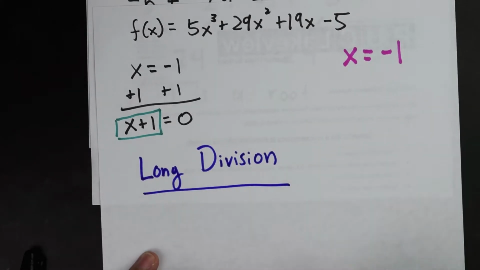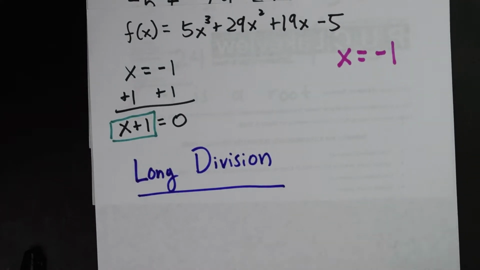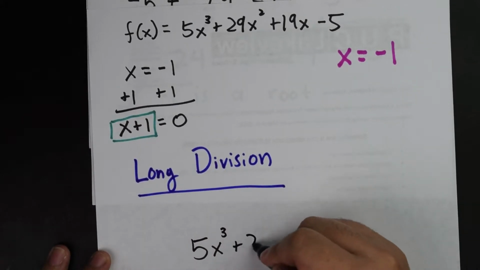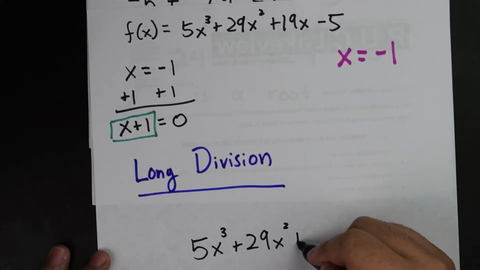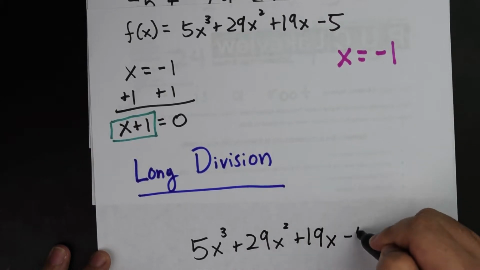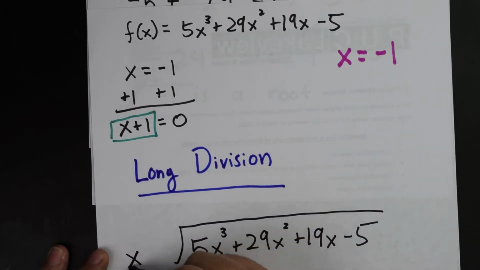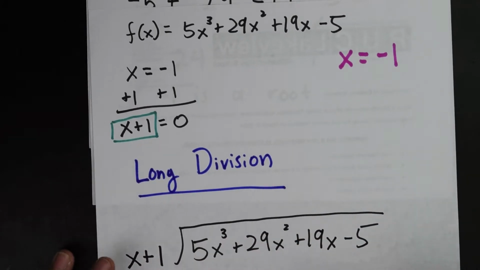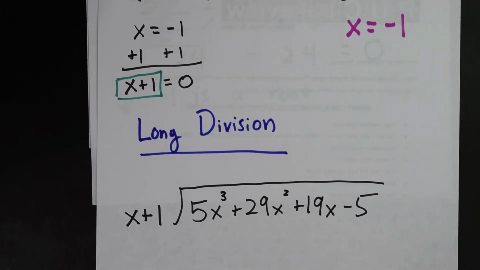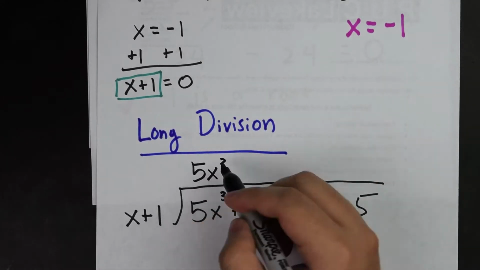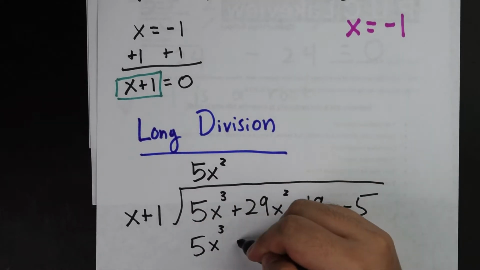So using long division, what I'm going to do now is divide. I'm going to take 5x cubed plus 29x squared plus 19x minus 5 divided by x plus 1. And I'm going to go ahead and divide now. So I know that this times a certain value is going to be 5x cubed, so it's going to be 5x squared. And so I'm going to go ahead and compute that, 5x cubed plus 5x squared.